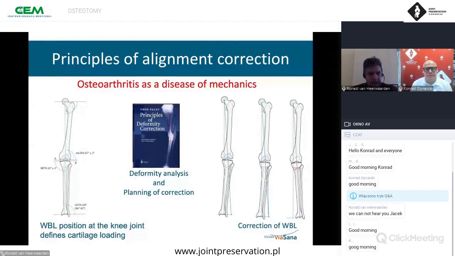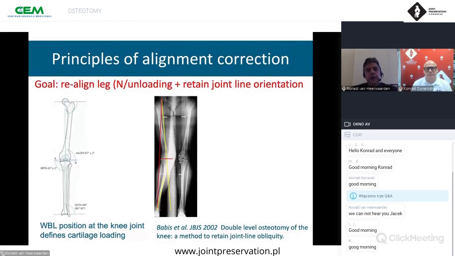Weight-bearing line, normal, and correcting it to unload a diseased compartment is one of the principles of osteotomies, and one of the principles behind it are the mechanical principles. Now, it's not only about the weight-bearing line repositioning, it's also about the joint line position. And that will be part of the talk of Christian Klei later on double osteotomies.